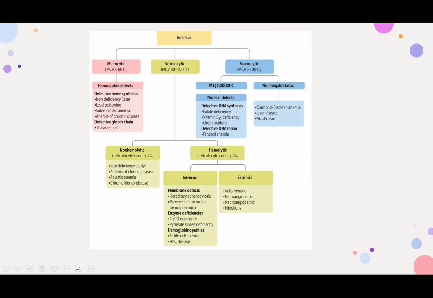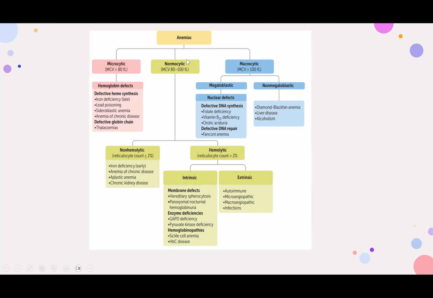All right, but usually you will see a normocytic anemia. Now, defective globin chain, like in thalassemia, you will also get what? Microcytic anemia. Now, the top 2 differentials of microcytic anemia in real life practice are going to be thalassemia and iron deficiency. Then there is anemia of chronic disease, lead poisoning, and sideroblastic anemia.